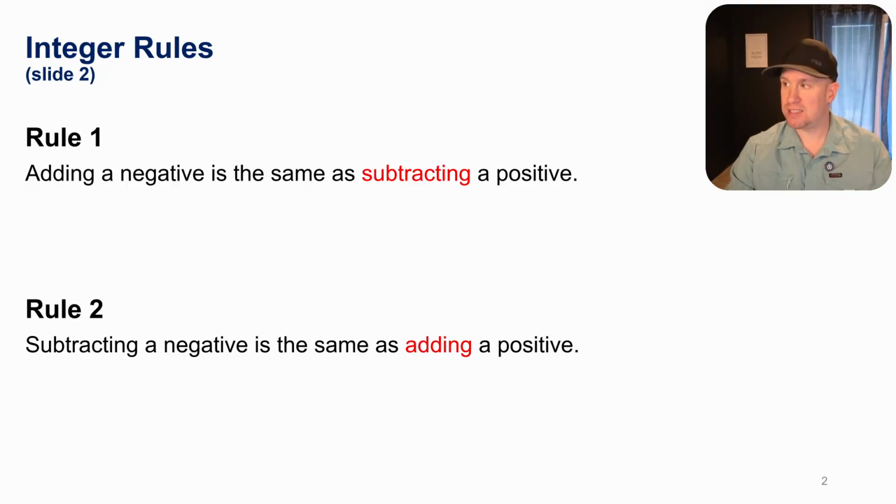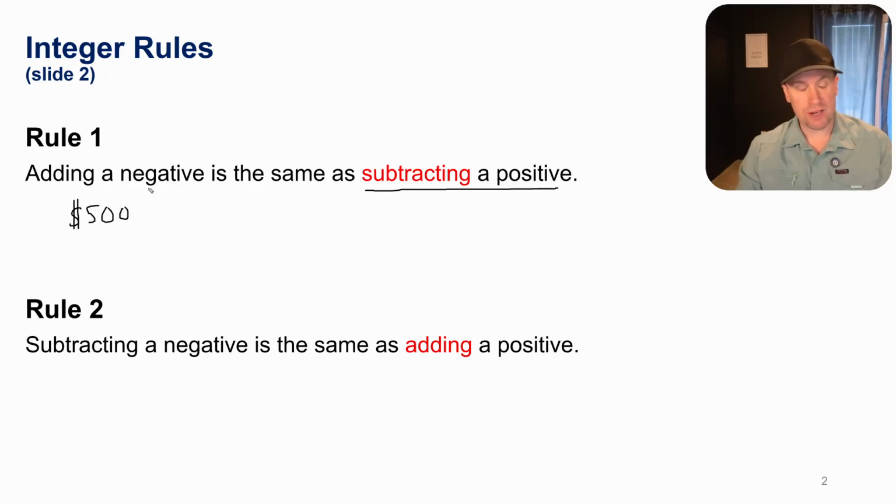Well, let's apply this to the concept of money here. And let's first start off with one that is more common when we're thinking about it in terms of money, subtracting a positive. So let's say you go to a restaurant and you have $500 in your bank account. And then you go to the restaurant and you're going to spend $25 to buy a meal. So you spend positive 25 of those dollars, and you end up with $475 in your bank account after that.